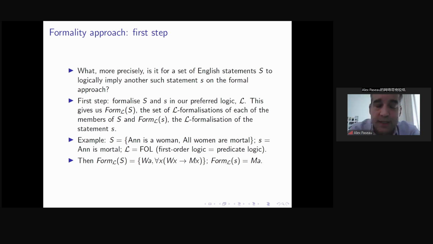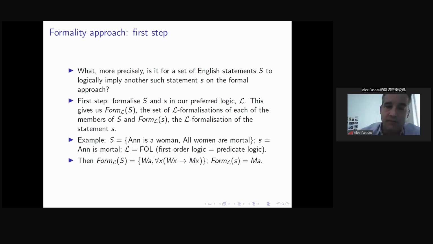So let's have an example. Big S is a set of statements, "Anne is a woman" and "all women are mortal", just to vary it a little bit. And little s is "Anne is mortal". And let's say that logic L is first order logic, also known as predicate logic. So how do we formalize "Anne is a woman" in first order logic? We would formalize that as Wa. How would we formalize the claim "all women are mortal"? For all x, if Wx then Mx, or for all x, Wx arrow Mx, if you want to pronounce it that way. And then the formalization of the conclusion, "Anne is mortal", would just be Ma, capital M, little a.